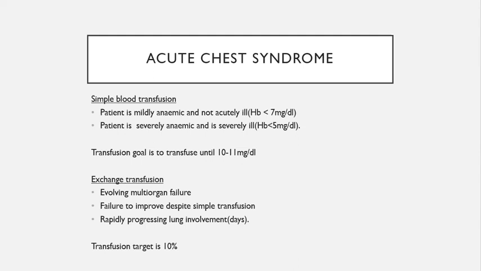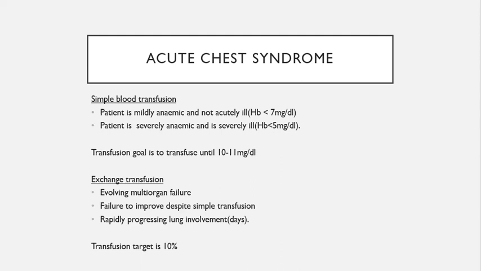Exchange transfusion, this you would more use if the patient has evolving multi-organ failure, or failure to improve despite a simple transfusion, or rapidly progressing lung involvement, so changes which occur over a period of days. And here the transfusion target is about 10 milligrams per deciliter. So there are no trials to prove this, but it is believed that transfusing to a higher HB increases viscosity and leads to increased risk of sickling and complications thereof.